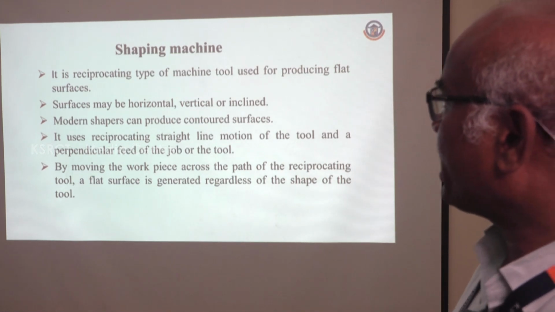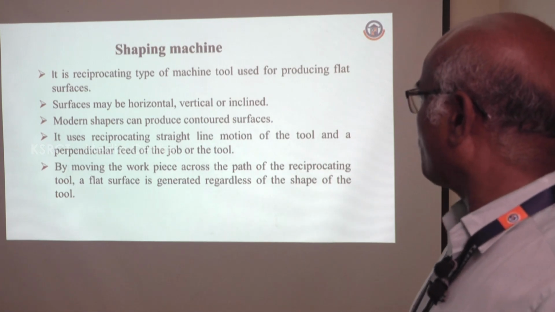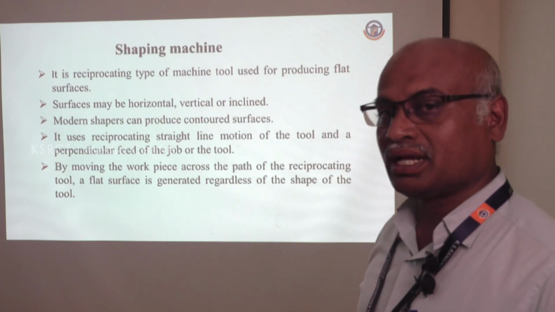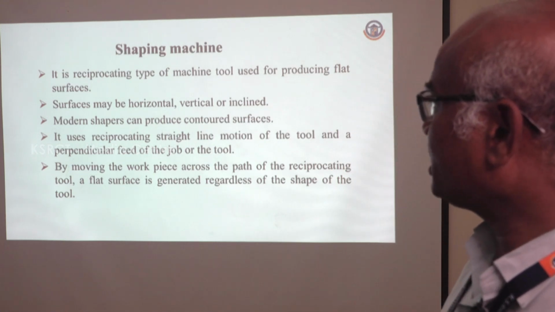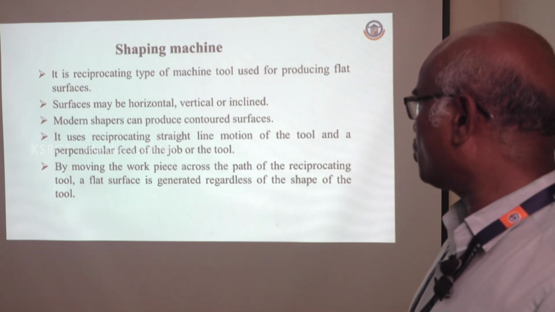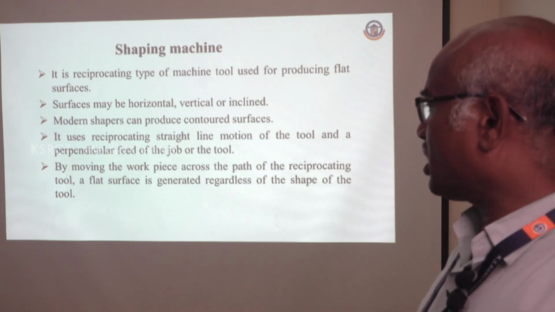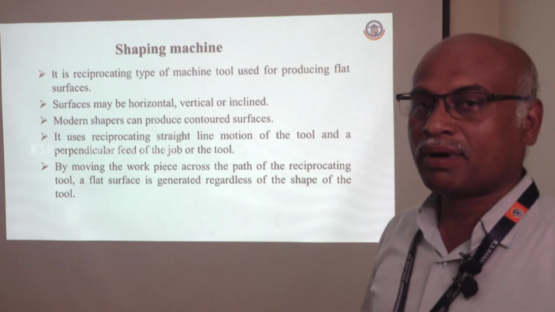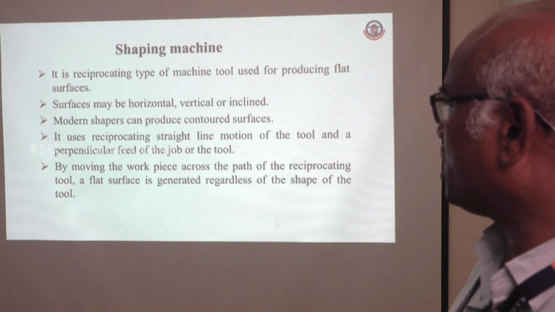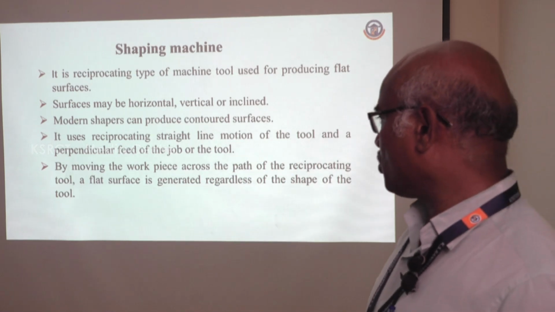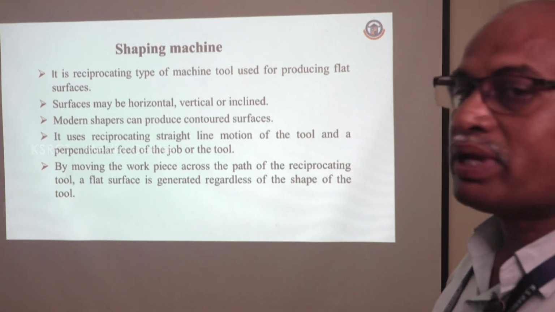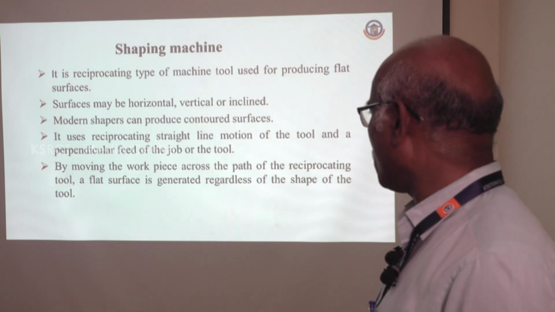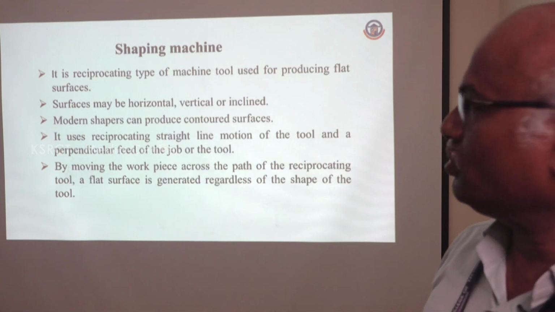It is a reciprocating type of machine tool used for producing a flat surface, and the surfaces may be horizontal, vertical or inclined. The modern shaper can also produce contoured surfaces. It uses a reciprocating straight line motion of the tool and a perpendicular feed of the job. By moving the workpiece across the path of the reciprocating tool, a flat surface is generated regardless of the shape of the tool.